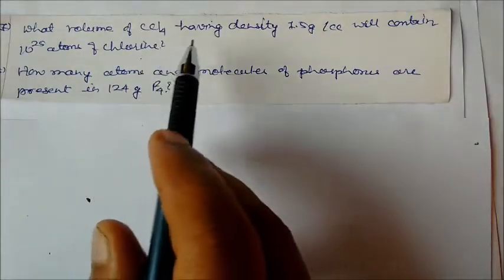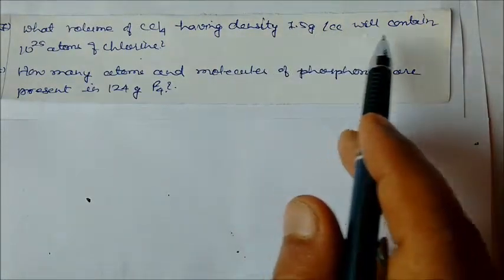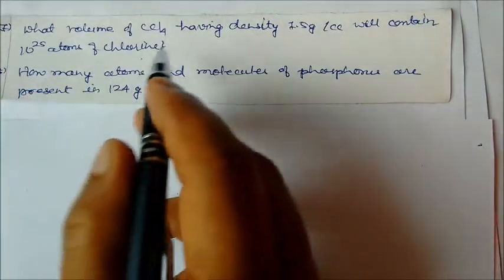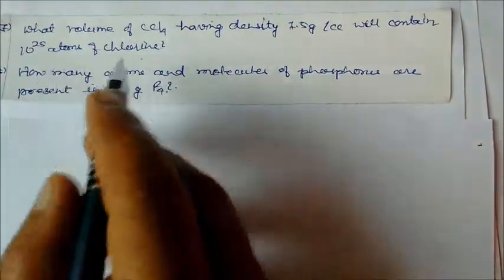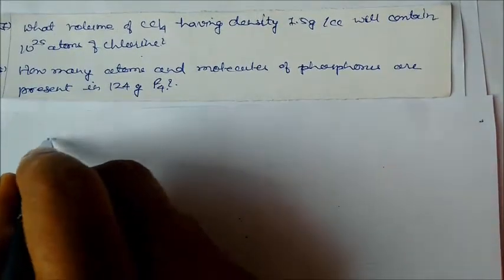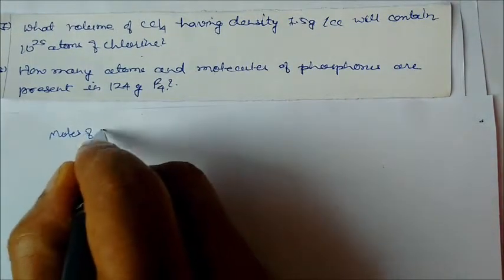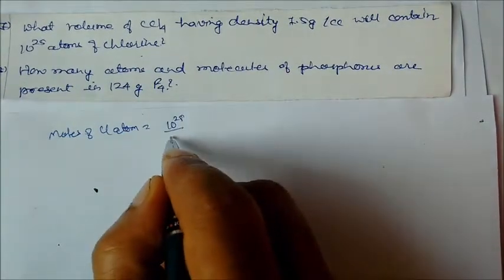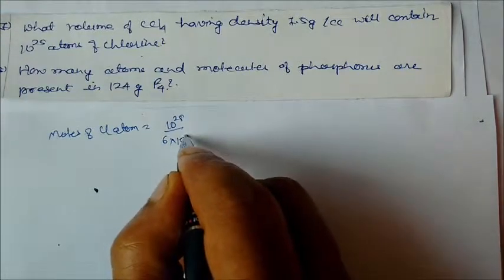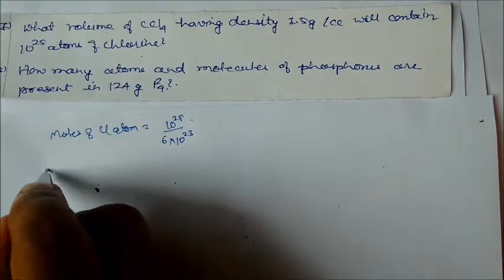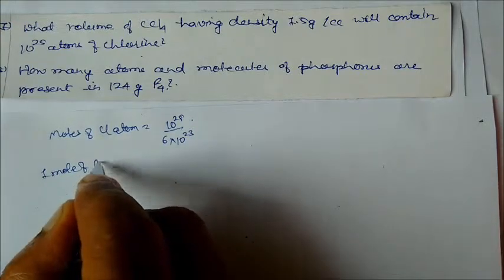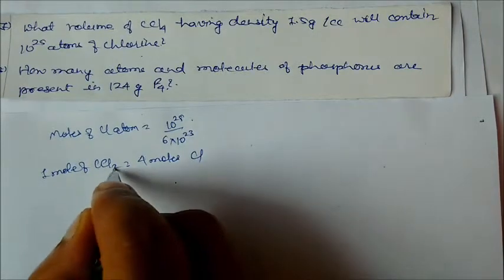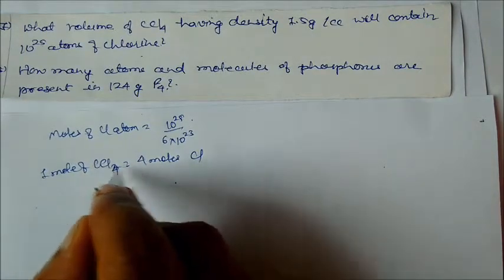What volume of CCl4 having density 1.5 gram per cc will contain 10 to the power 25 atoms of chlorine? So here first we have to find how many moles of chlorine are present. So moles of Cl atom will be how much? We know that it is 10 to the power 25 divided by 6 into 10 to the power 23. So this is the moles of chlorine atom. Now see here, 1 mole of CCl4 has 4 moles of chlorine as per the formula. So here we have 4 moles of chlorine.